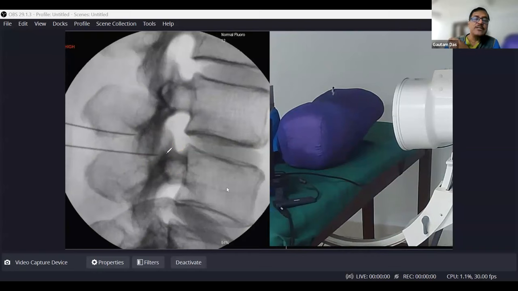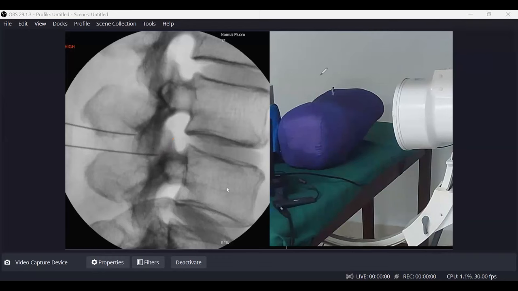And for the medial branch, your needle should be resting over the transverse process here. It is the junction of the transverse process and the superior articular process. That means the upper part of this junction. Why? Because the medial branch comes like that. So your needle should be coming here, upper part. Is it clear? Yes, sir.